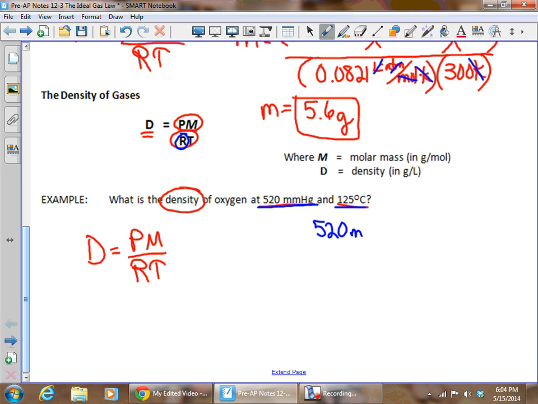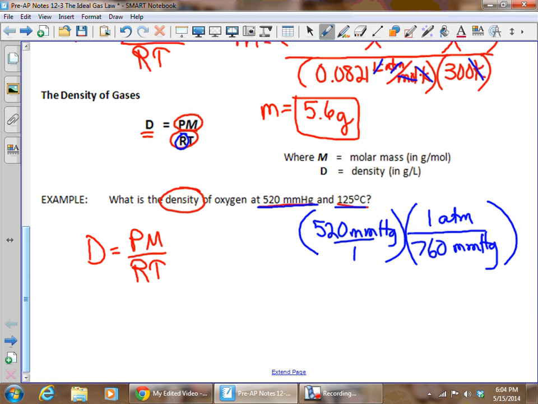If we've got 520 millimeters of mercury, and we know there's 760 millimeters of mercury per atmosphere, then I end up with 0.6842 atmospheres. And again, this is going to be another 2 sig fig answer, so having this be a couple of places past what I need it to be should be sufficient. So there's the value I'm going to plug in for my pressure.